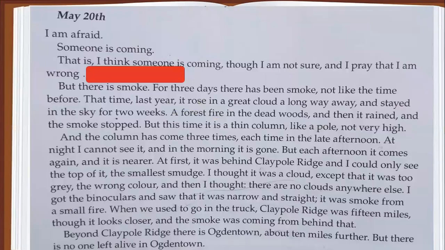When the narrator starts narrating the events of the story, she tells us that she is afraid. Why is she afraid? Because she thinks that someone is coming.